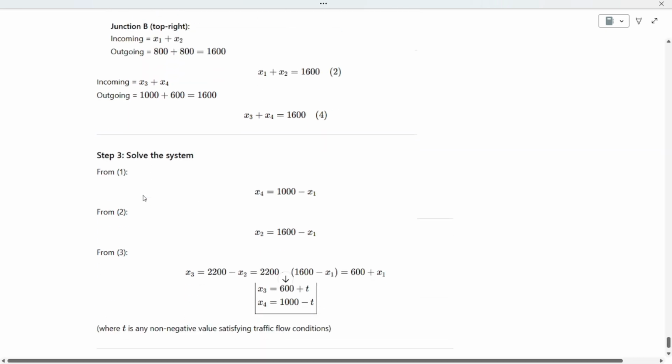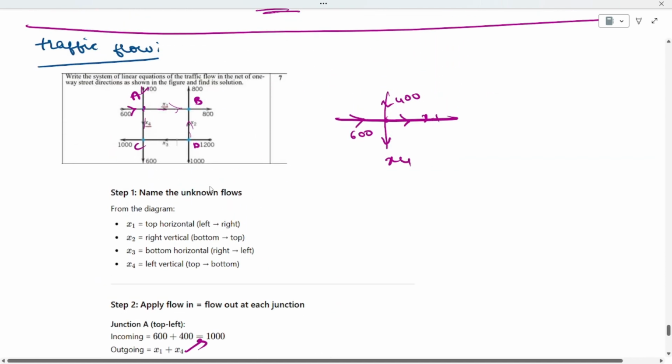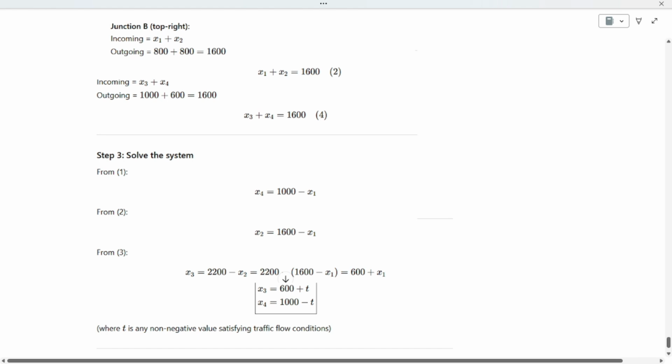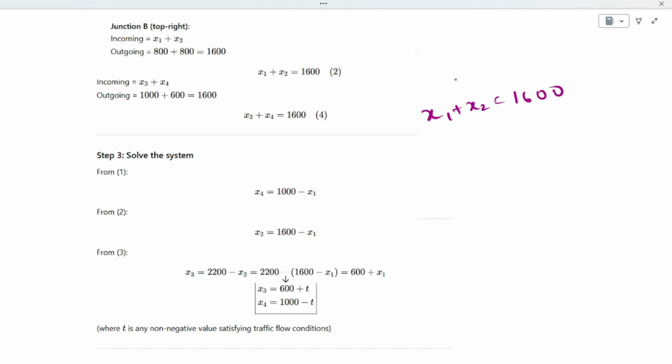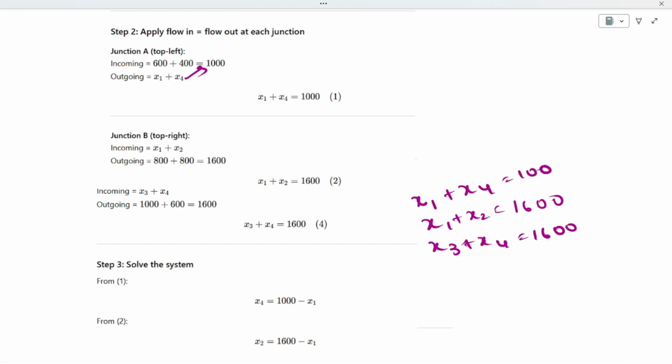Now again what you need to do is solve the equations. For this junction there is no need to solve because there is no incoming node for it. Only incoming is for C junction, that is x3 and x4, and it will be equal to 1600. Now if you solve, here you have x1 plus x2 equal to 1600. Again you have x3 plus x4 equal to 1600. And the first equation we got is x1 plus x4 equal to 1000.